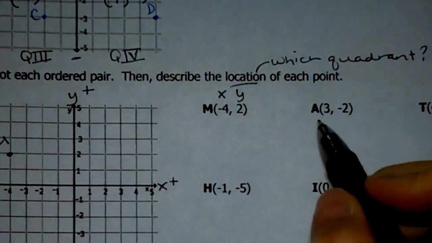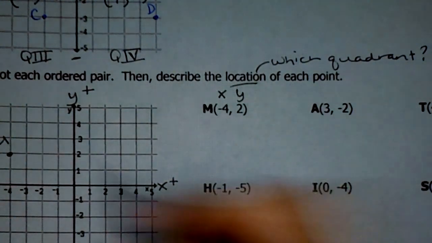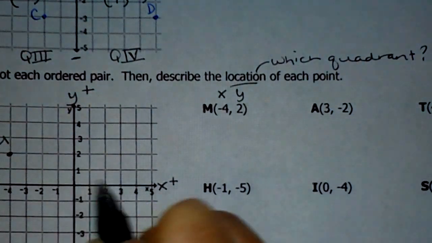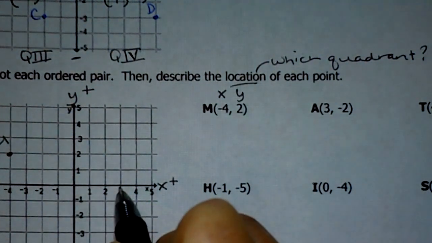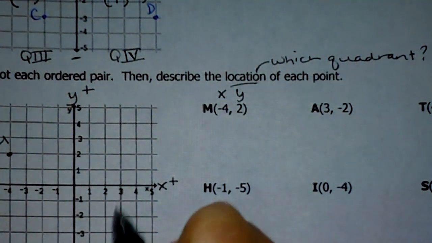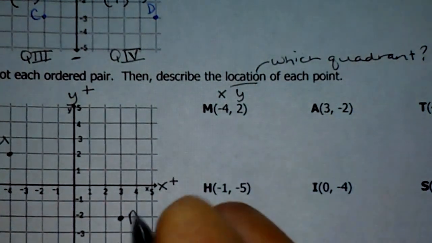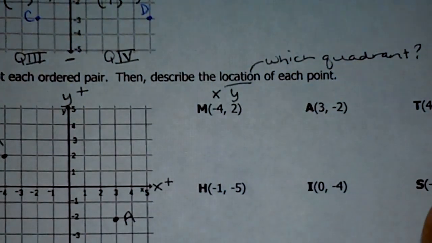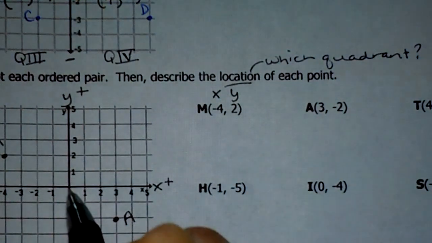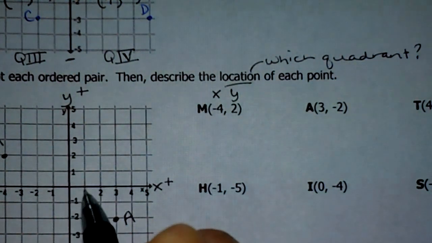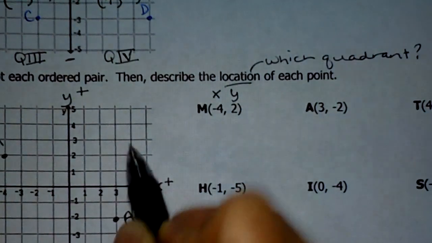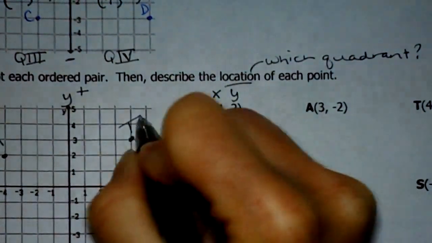All right, next we have A, which is 3, negative 2. So go back to 0, 0. That first number tells me my X movement. It's a positive 3, so 1, 2, 3 on the x-axis. Negative 2 means that I go down 2 on the y-axis. So there's my A. T is 4, 3. So go back to 0, 0. That first number, positive 4, means right 4. That second number, positive 3, means up 3.